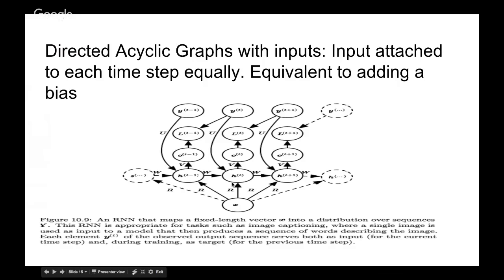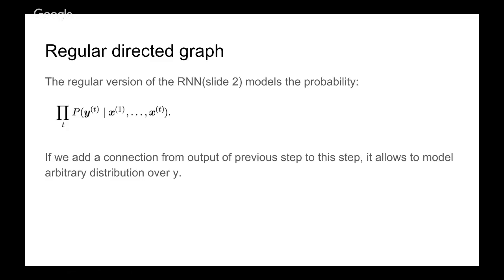So that's what this can be interpreted as. And if you put the whole input into every time step, that will happen. Generally, what we have is one small input to every time step, like in the basic RNN case. So that's the motivation behind having one part of x in every time step. Okay, so.